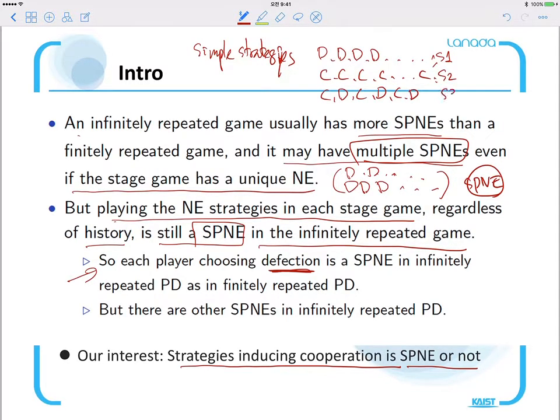This is also another strategy. Or D C C D C C D C C. So any deterministic choice of the sequence between D and C, whether D D D C C D D D D D D D C C, or D C D C D C D C C C C D D, are all strategies.